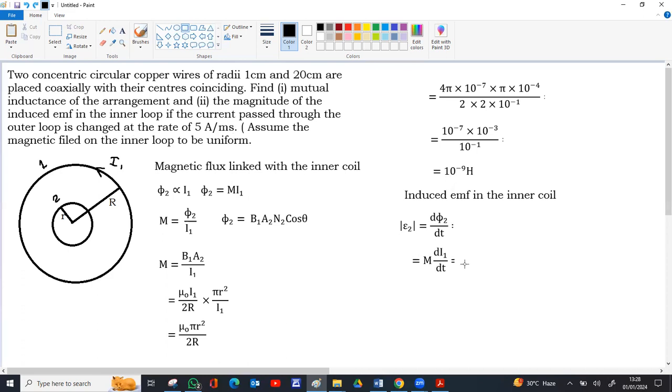So 10 raised to minus 9 into 5 ampere by 10 raised to minus 3 seconds, since 1 millisecond is 10 raised to minus 3 seconds. So minus 3 minus 9 will go to minus 6. So 5 into 10 to the power of minus 6 volt. That's the value for the induced EMF, and that's the value for the mutual inductance.